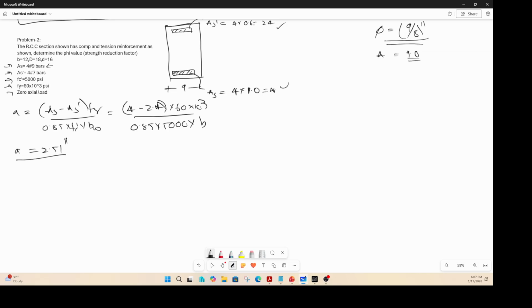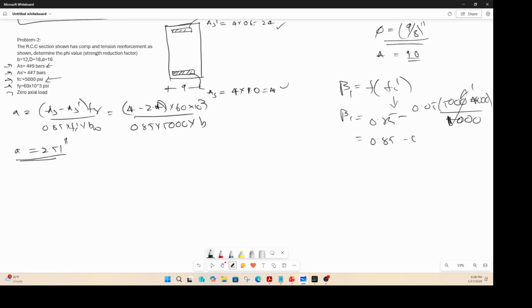Okay. So once you know your a, based on your fc prime, you can find out your beta value. Beta value, like I said, is a function of your fc prime value. When fc prime is 5000, beta becomes, you can calculate this. Beta is just 0.85 minus 0.05 times (5000 minus 4000) divided by 1000. So that is 0.85 minus this whole thing is 1, times 0.05. So this is 0.8.